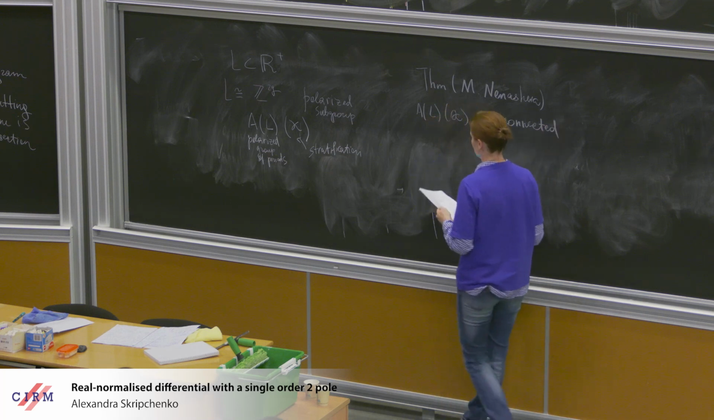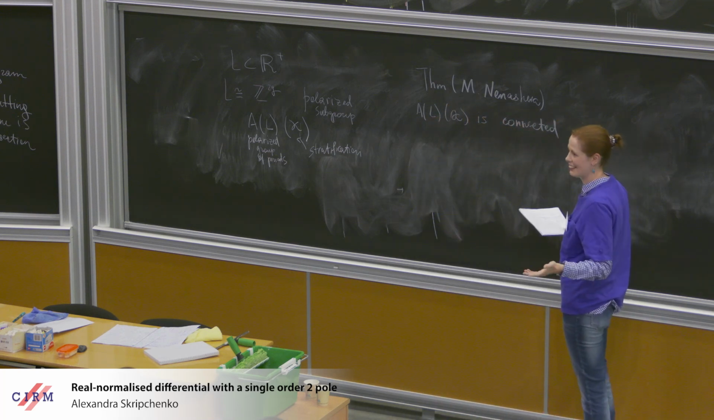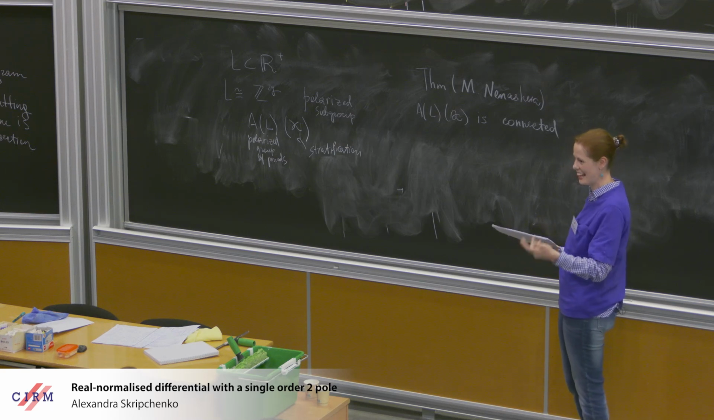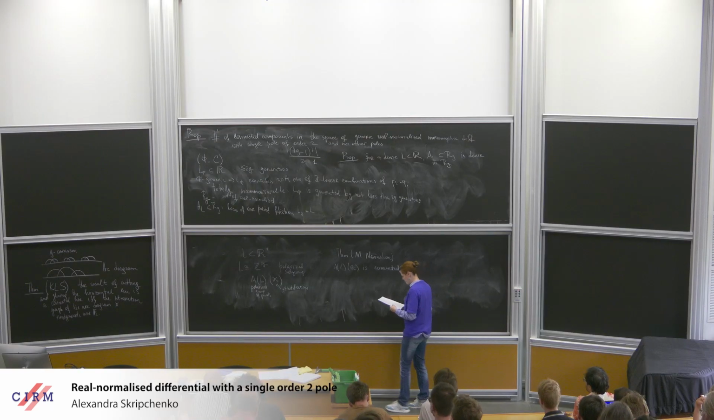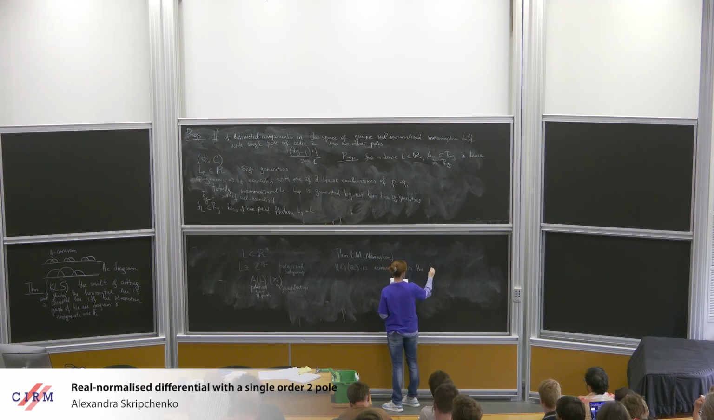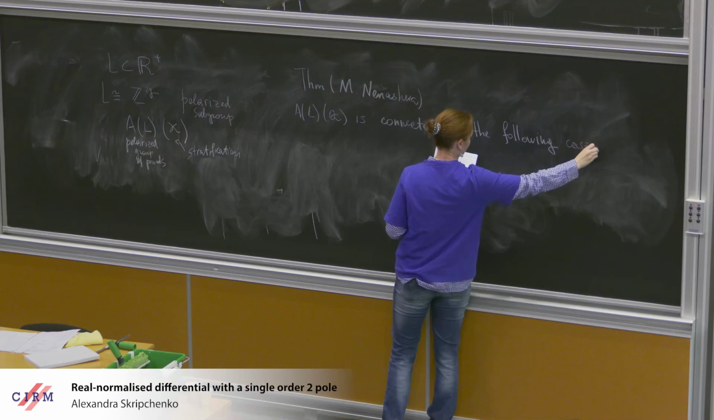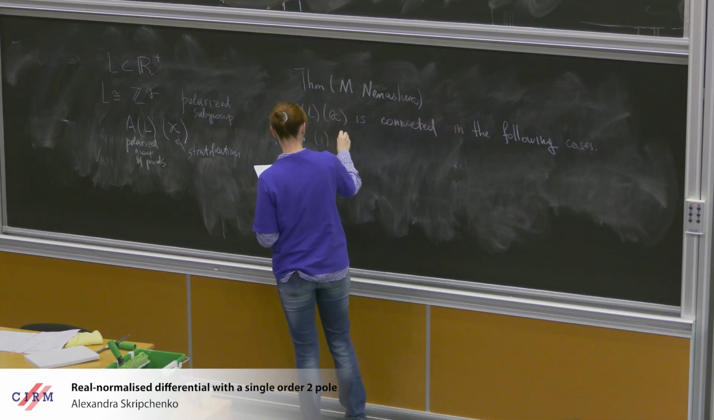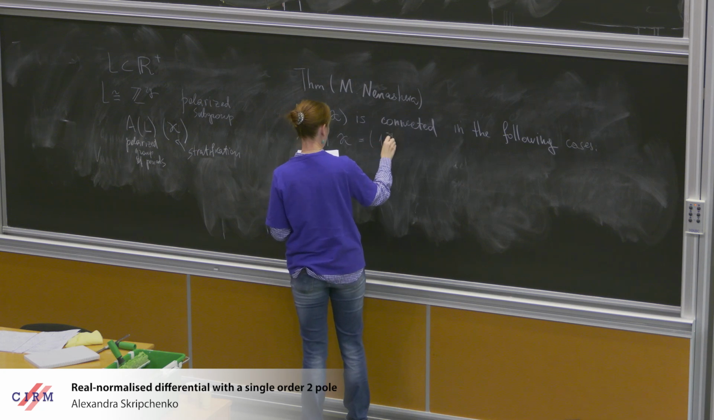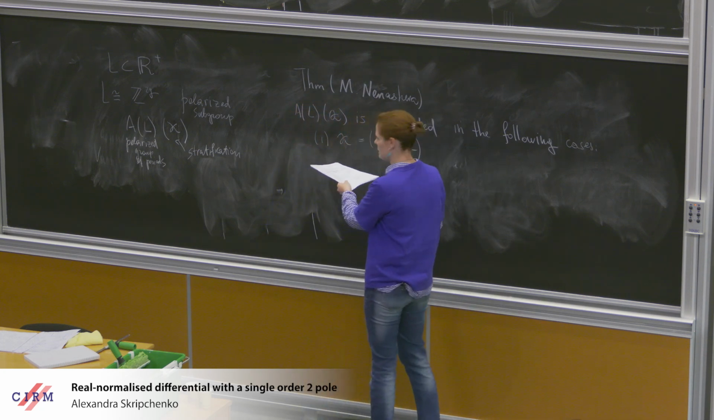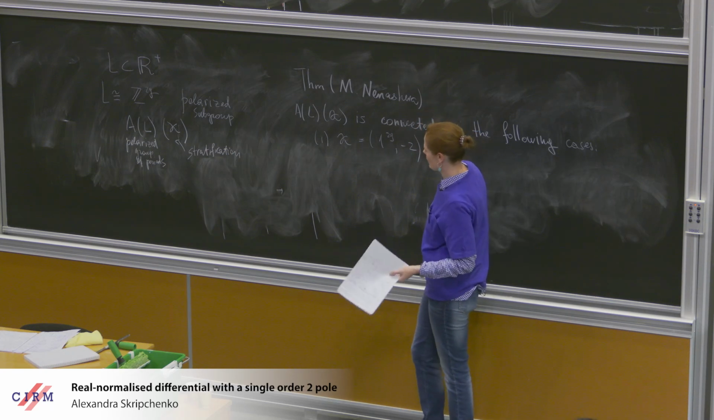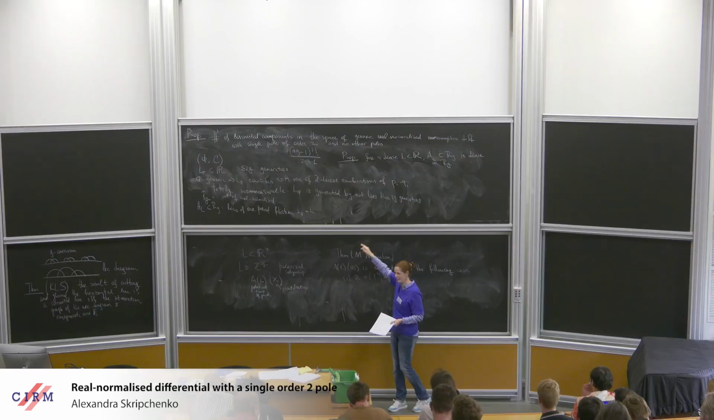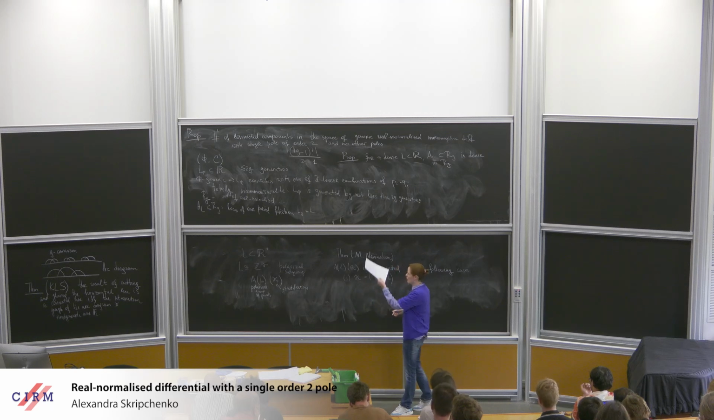She does not claim that she knows what's going on in other cases. So be aware, it's not that we know it's not true in other cases. It's just that we can only prove it in this situation. So it's connected in the following cases. First is when kappa is 1 to g minus 2. It is exactly what we did now. So be aware again, in this theorem we fixed this phi and then proved how many connected components we have for the corresponding locus.